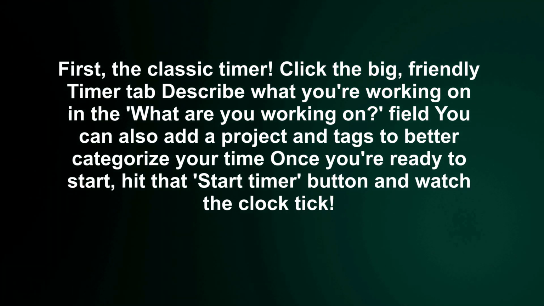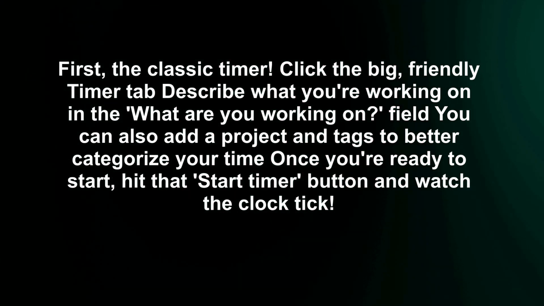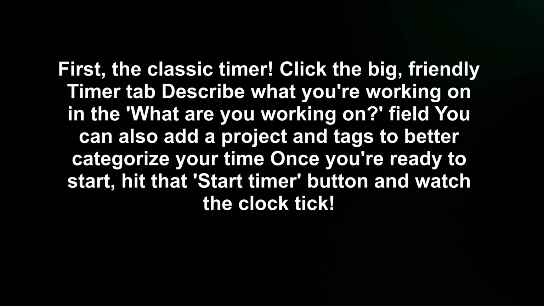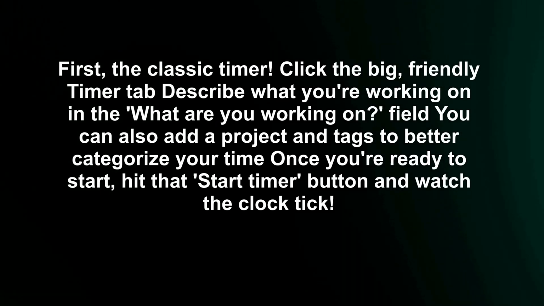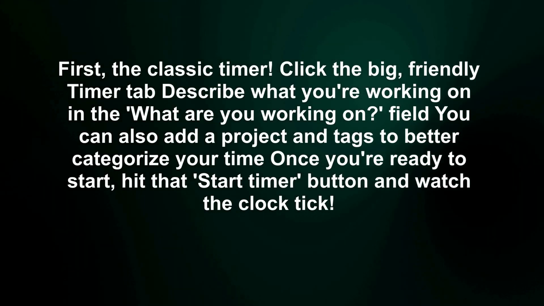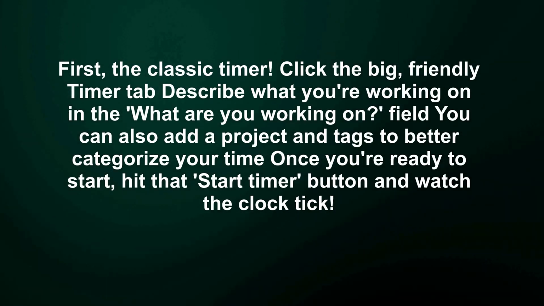First, the classic timer. Click the big, friendly timer tab. Describe what you're working on in the "What are you working on?" field. You can also add a project and tags to better categorize your time. Once you're ready to start, hit that start timer button and watch the clock tick.